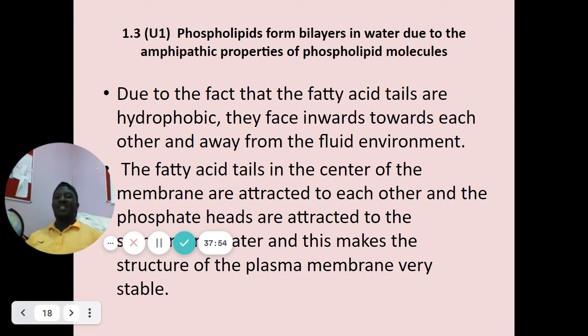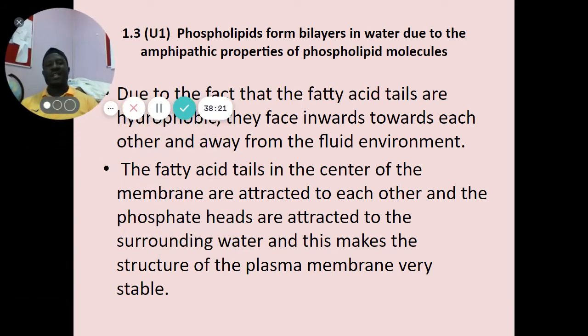Phospholipids form bilayers in water due to the amphipathic nature, due to the fact that the fatty acid tails are hydrophobic. They face inwards towards each other and away from the fluid environment. The fatty acid tails in the center of the membrane are attracted to each other, and the phosphate heads are attracted to the surrounding water, and this makes the structure of the plasma membrane very stable.